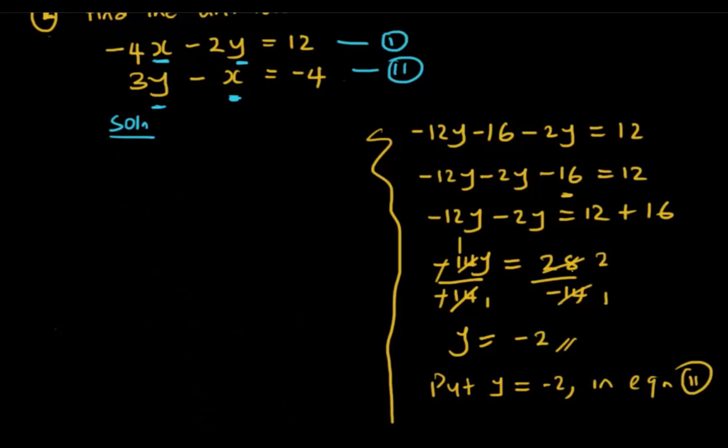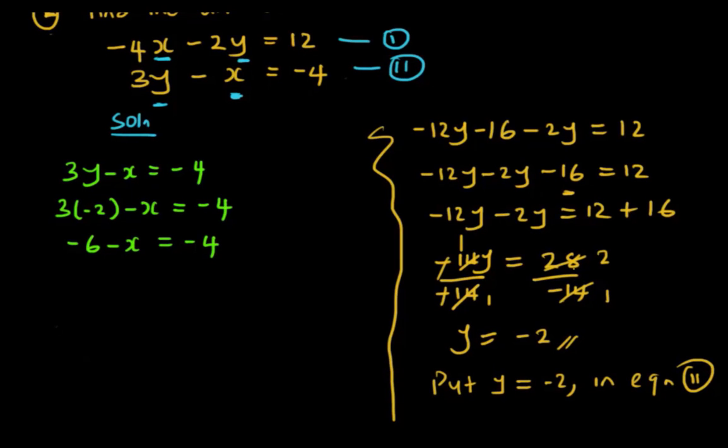Alright, what's equation 2? 3y minus x equals minus 4. So anywhere I see y, I call it minus 2. So I'll be having 3 into bracket minus 2 minus x equals minus 4. 3 times minus 2 is minus 6 minus x equals minus 4. Collect like terms. So I'll be having minus 6 go to the other side. So I'll be left with minus x here, minus 4. When minus 6 crosses the equal sign, it becomes plus 6. So minus x equals minus 4 plus 6 is 2.